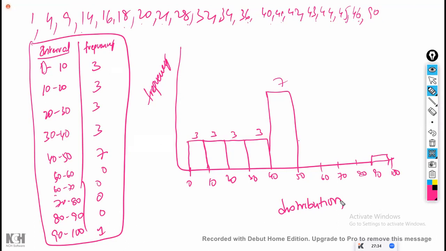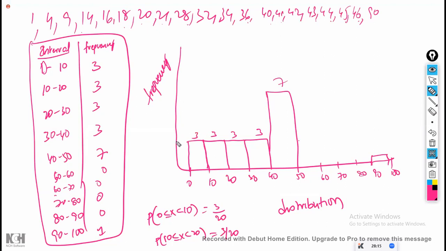Now, for the same data set, tell me what the probability distribution is. What is the probability of a value between 0 to 10? 0 should be included, 10 should not be included. How many values are satisfying this? 3 values are satisfying, which is 3 by 20. That is the probability. How many values are satisfying between 10 to 20? 20 should not be included. 3 values, so 3 by 20.